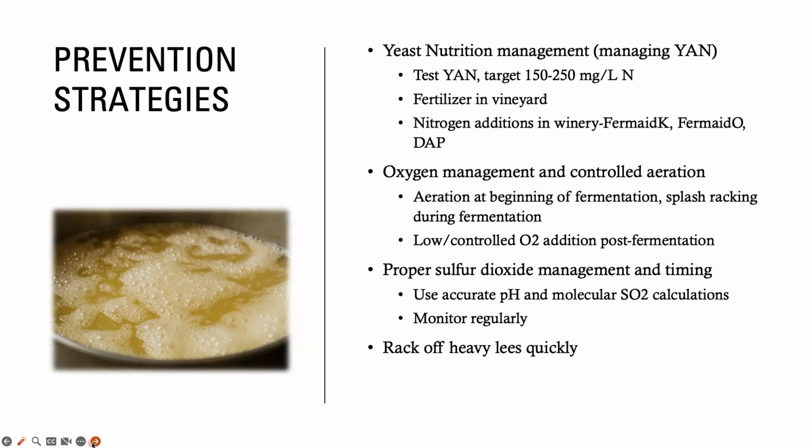You want to be at about 150 to 250. I would say there's a lot of winemakers, I think, that just add either Fermaid K or DAP or some form of a yeast nutrient as a recipe. And they say, oh, I'm just going to add this every year. You don't want to add too much.